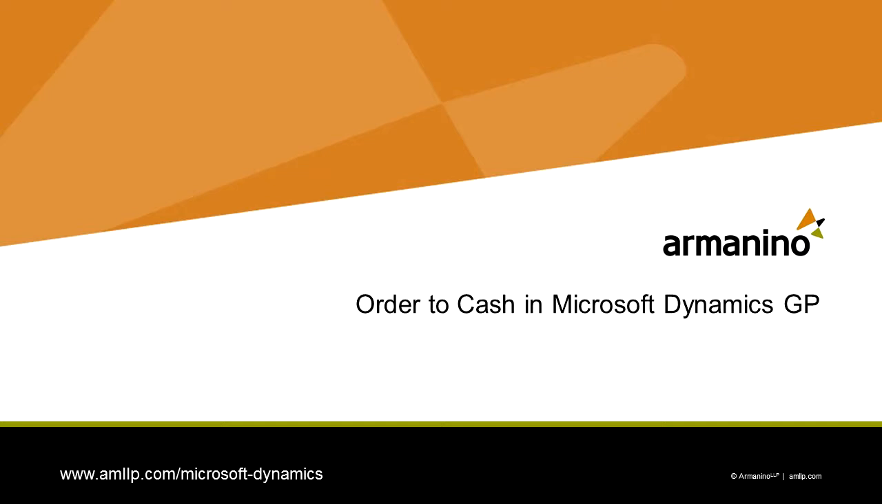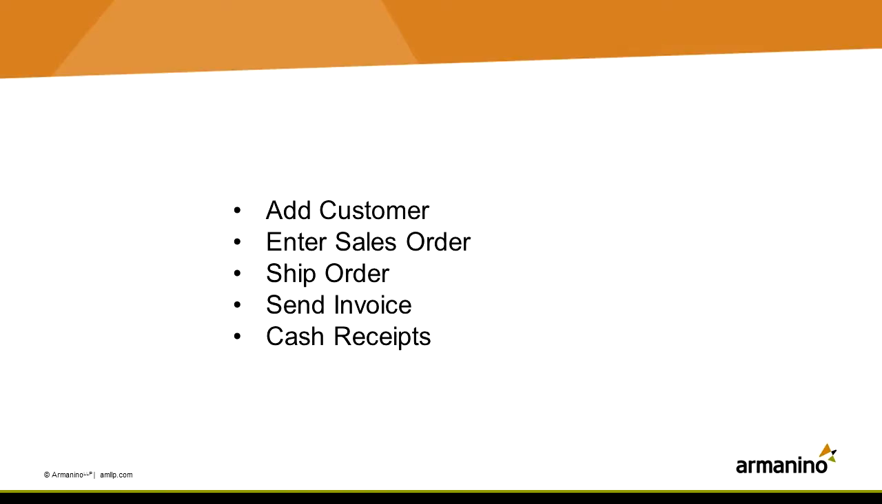The order to cash process in Dynamics GP is really pretty straightforward. Let me show it to you. I'm going to add a customer. We're going to add a sales order. We'll convert that sales order to a shipment and invoice it. And then we'll do the cash receipts to wrap it all up.